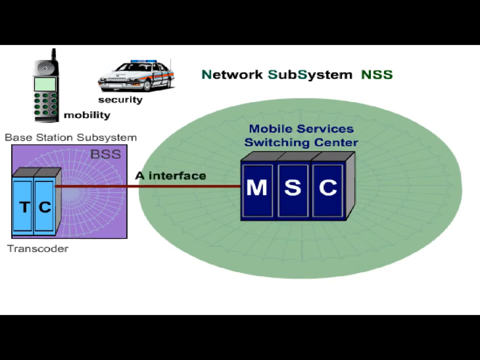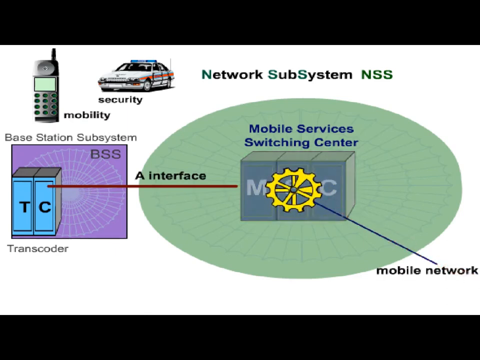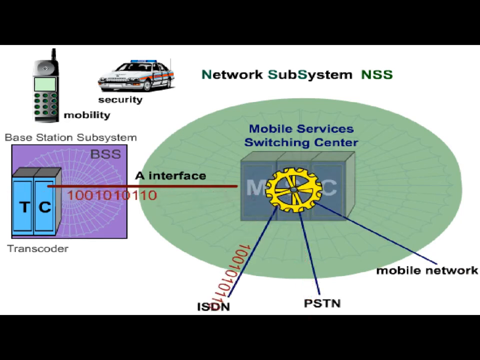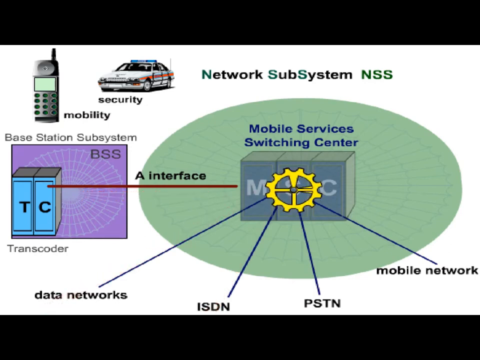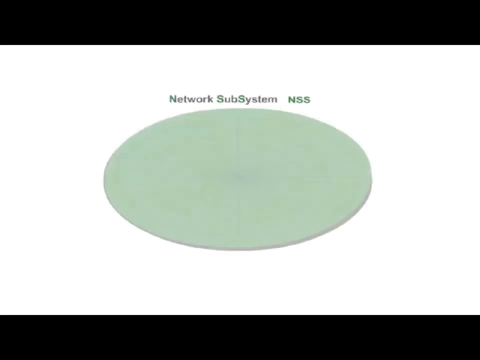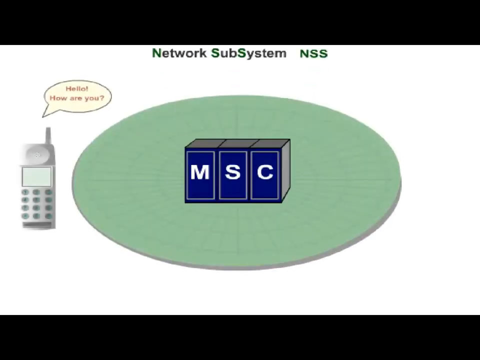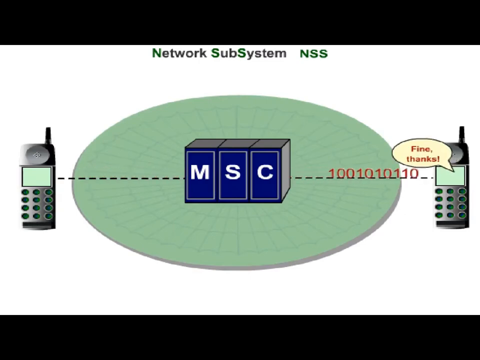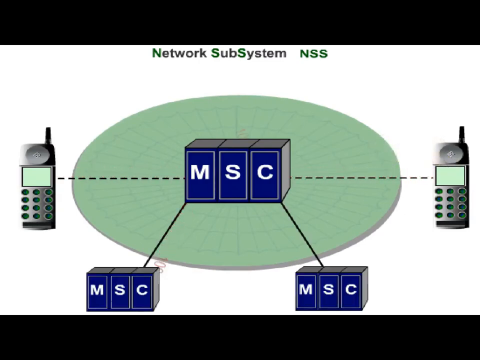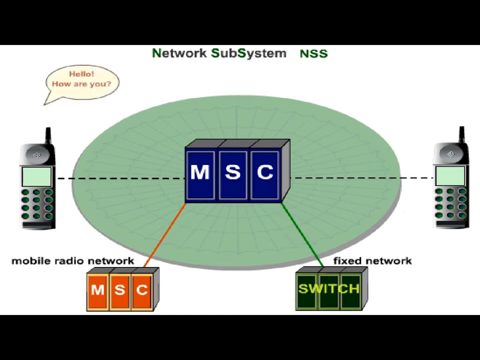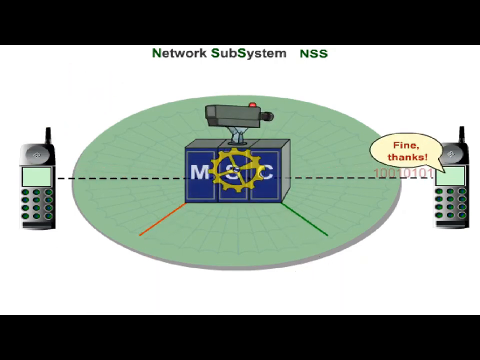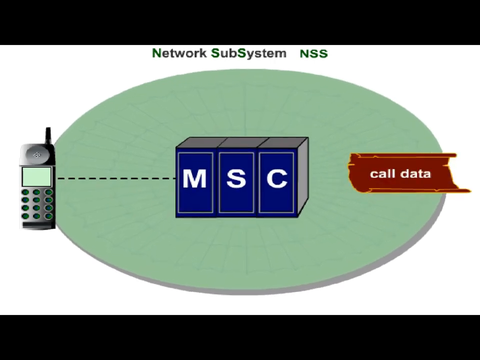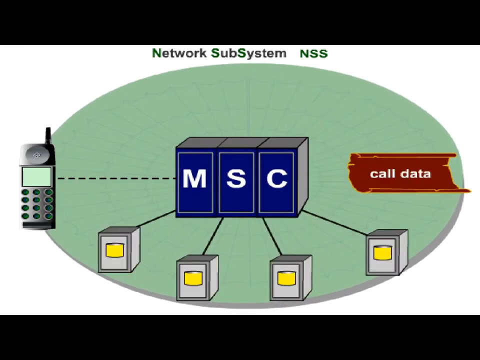The MSC serves as a digital exchange for the forwarding of messages, connecting mobile subscribers with each other or with subscribers in other networks, such as the public switch telephone network, the ISDN network, or data networks. The MSC is responsible for the following functions. It forwards incoming and outgoing calls. It makes a connection to other MSCs in the same mobile radio network and makes connections with other mobile radio networks and to fixed networks. It monitors and controls the calls. It's responsible for call data acquisition and the forwarding of signaling information to connected registers or databases.